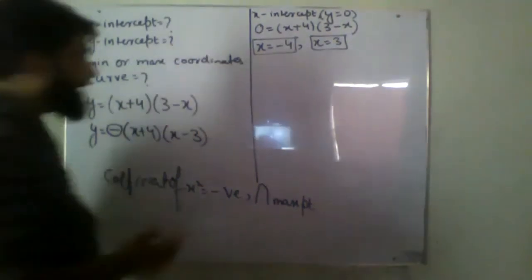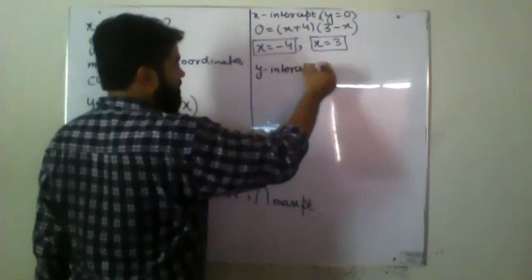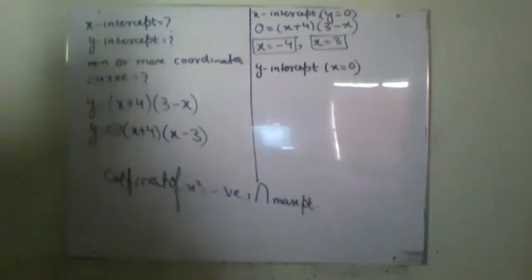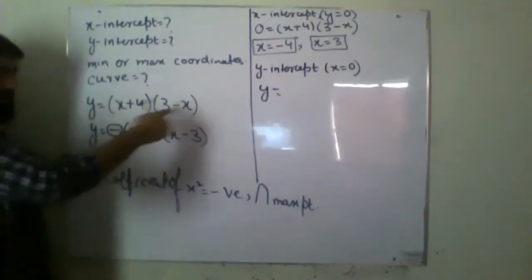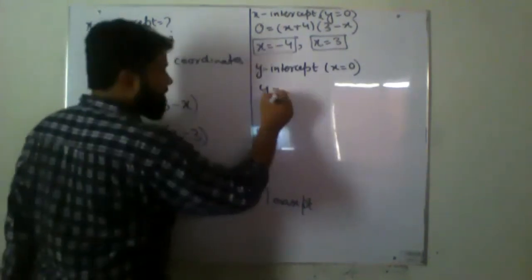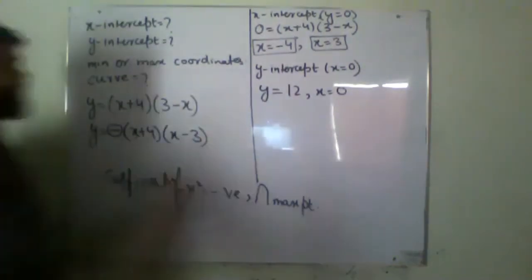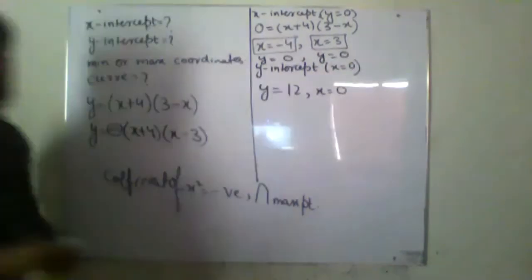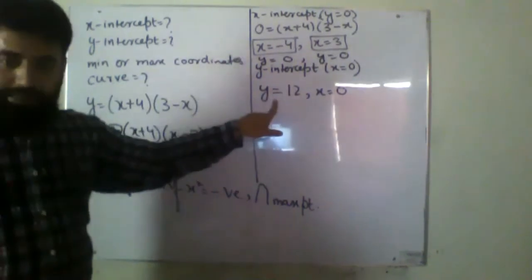Now coming to the y-intercept. Y-intercept means x will be taken as 0. So what will happen? I am putting 0 over here and over here. So 4 multiplied by 3 will become 12 when your x is 0. So what have I got? I have got my x-intercepts, and I have got my y-intercept.